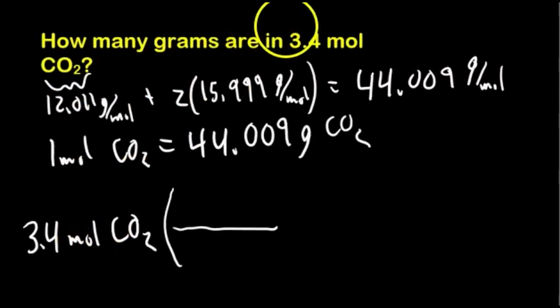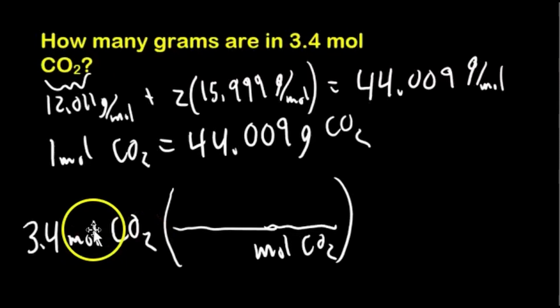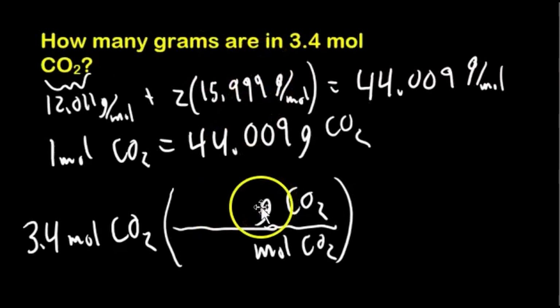Now we want to get to grams, right? So what I always recommend is put the units in first. We want moles to cancel out. So we're going to put moles of CO2 in the denominator because we want that to cancel out here, and we want grams. So we're going to put grams of CO2 in the numerator. Do the units first, and then our units will always cancel.